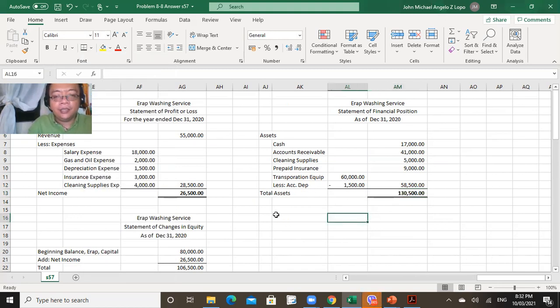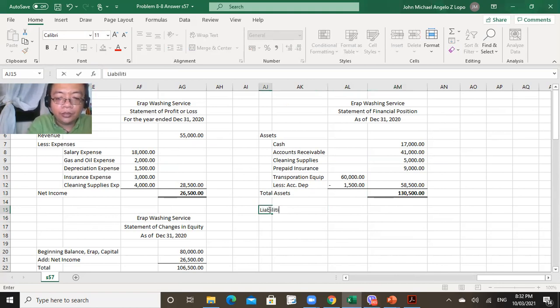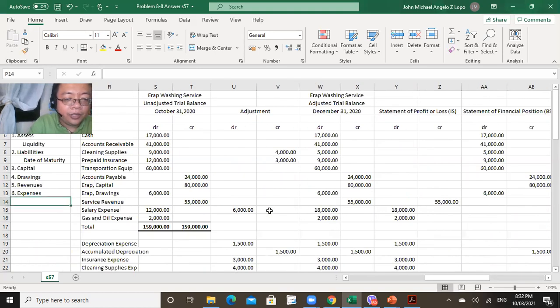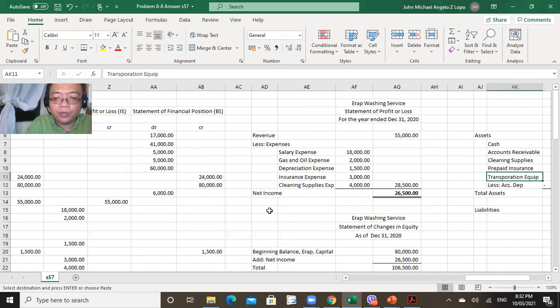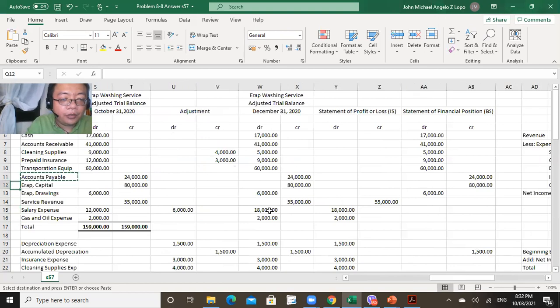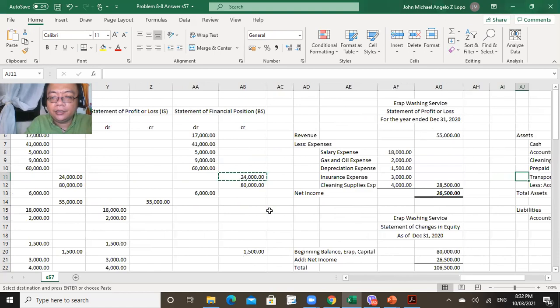All right, next is your liabilities and your owner's equity. First is liabilities. All right, liabilities now. You have your accounts payable, right? So we copy accounts payable. I think the balance here is at 24,000. Just copy. All right.